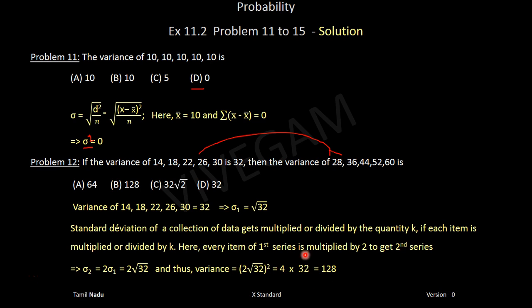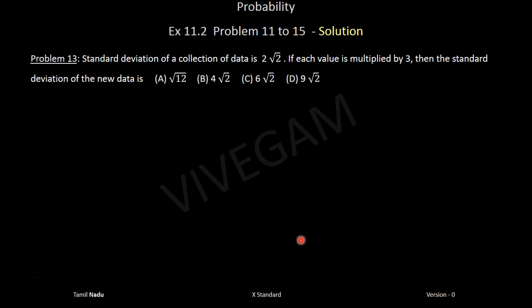Okay. So this is the important rule. Whenever a series is multiplied by a constant, the standard deviation of the second series is the standard deviation of the first series into that constant. Right. Now let's go to the 13th problem.